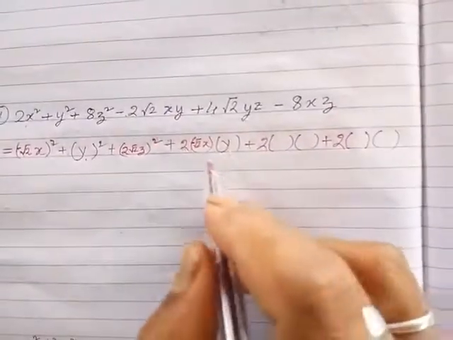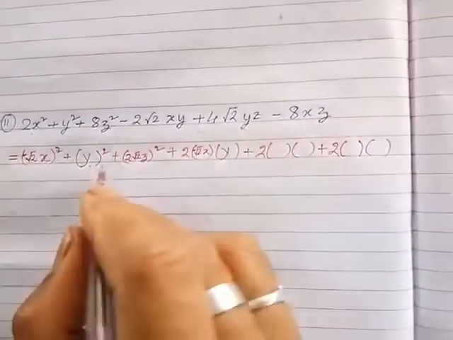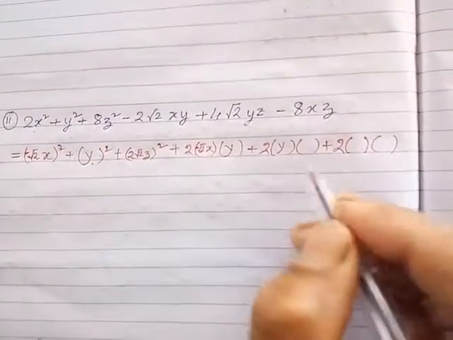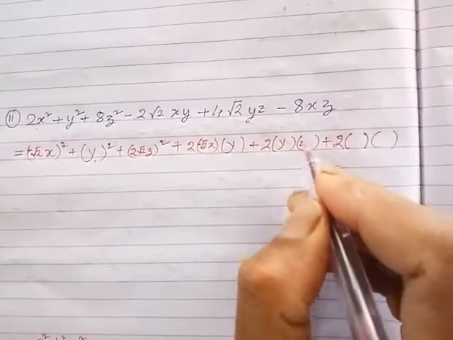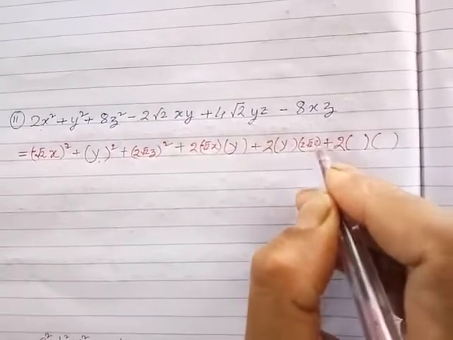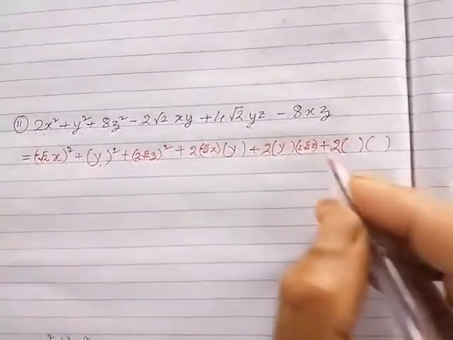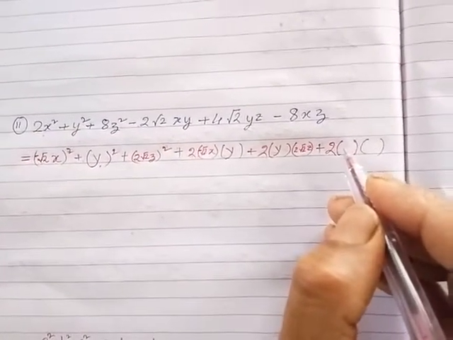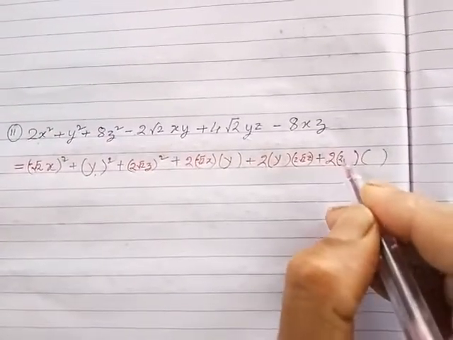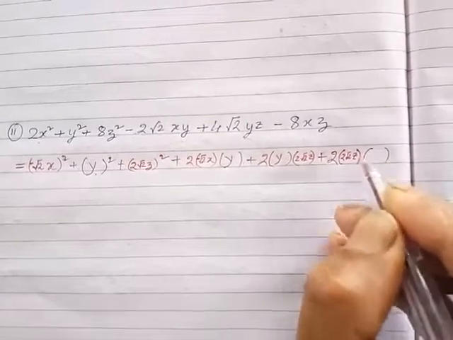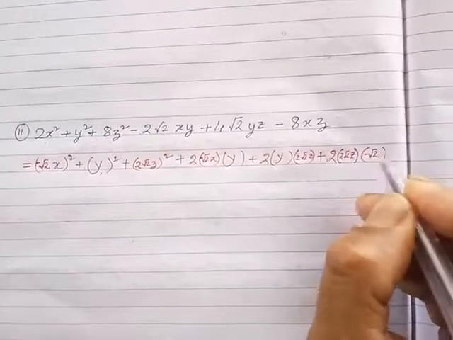2ab, now what will come? 2ab plus 2bc. What is the b value? We already know y is the b value. And what is the c value here? 2 root 2z. Then 2bc plus 2ca. What is the c value? 2 root 2z. The a value is minus root 2x.